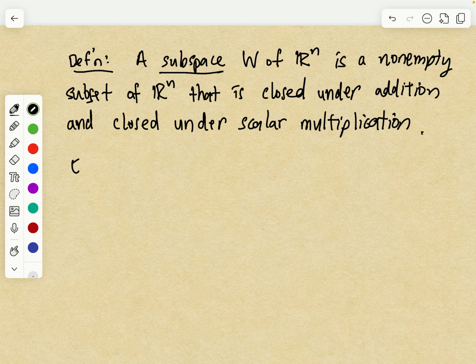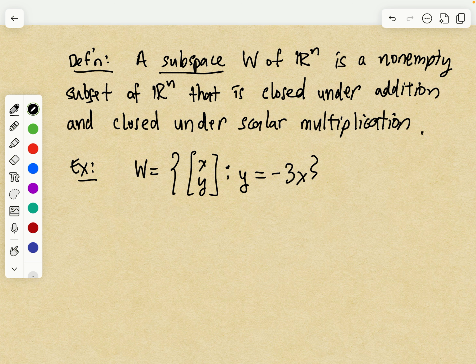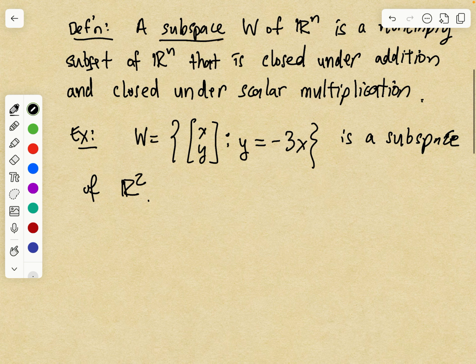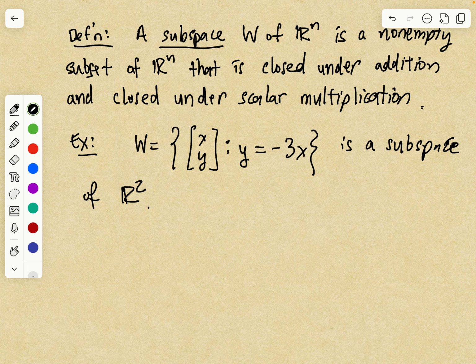So let's look at an example. Let's say that W is the set of vectors (x, y) such that y is equal to negative 3x. Now this, it turns out, is a subset of R2, and it turns out to be a subspace of R2. Now, why is this true? We have to back this assertion up.